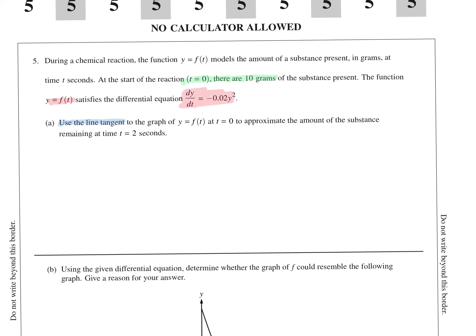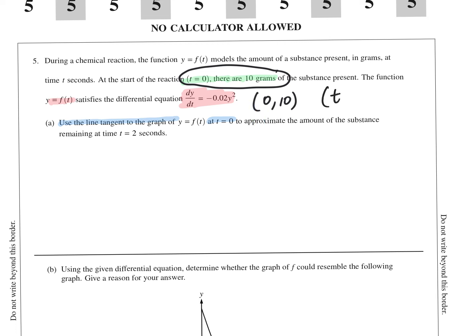Use the tangent line at t equals 0 to approximate something. Let's first write the equation of that tangent line. Equation of a tangent line. Do we have a point? Exactly. At t equals 0, there are 10 grams. There's a point. Did they give us a slope? Yeah. Let's go plug it in. Now, which one is x and which one's y?